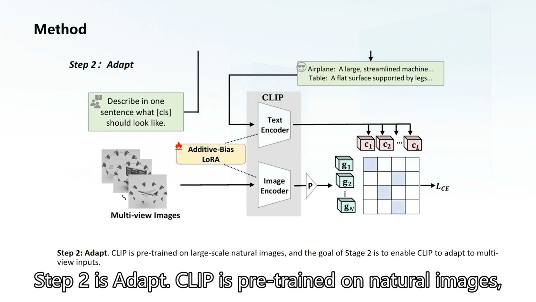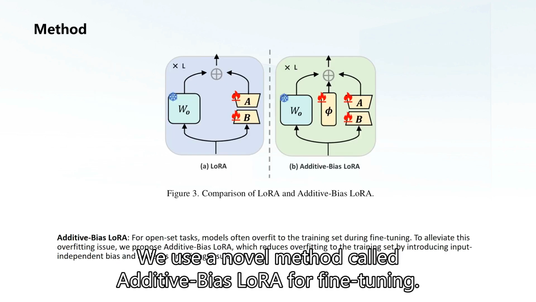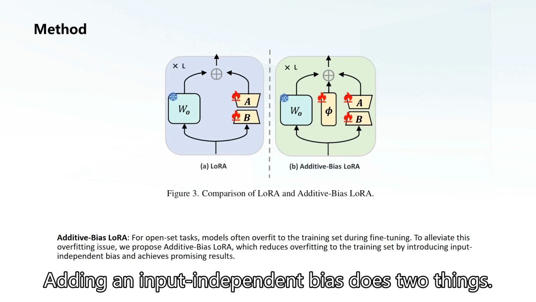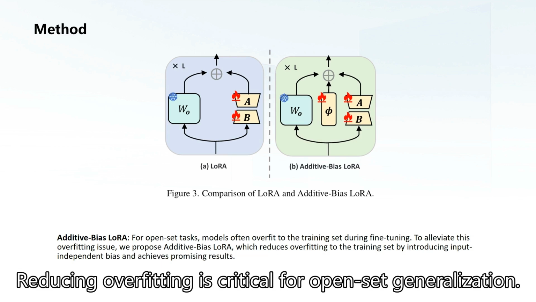Step 2 is Adapt. CLIP is pre-trained on natural images, so we need to adapt it to multi-view 3D inputs. We use a novel method called additive bias LoRA for fine-tuning. Adding an input-independent bias does two things. It helps CLIP fit multi-view data, and it reduces overfitting to the training set. Reducing overfitting is critical for open-set generalization.